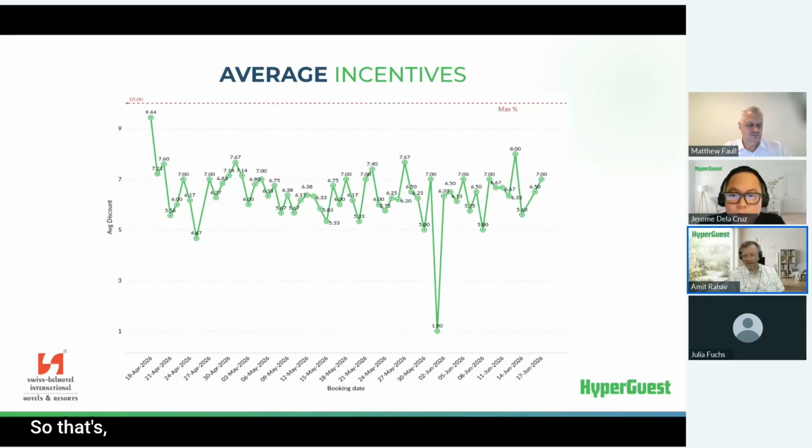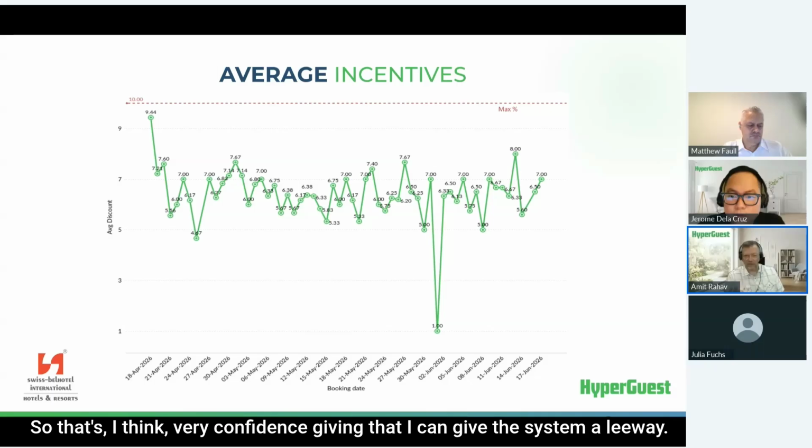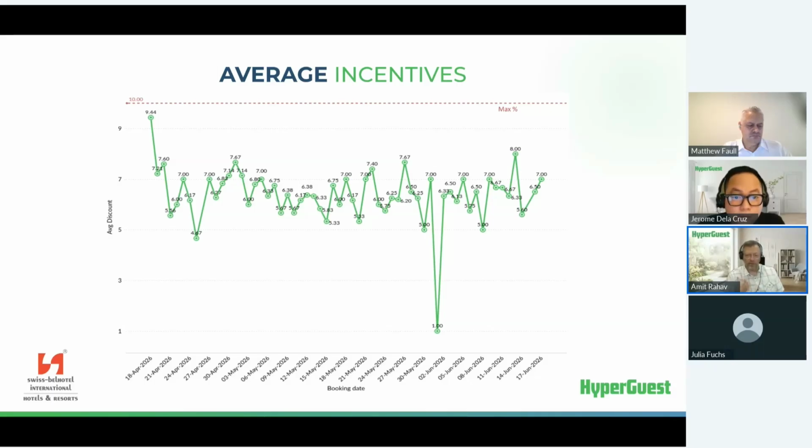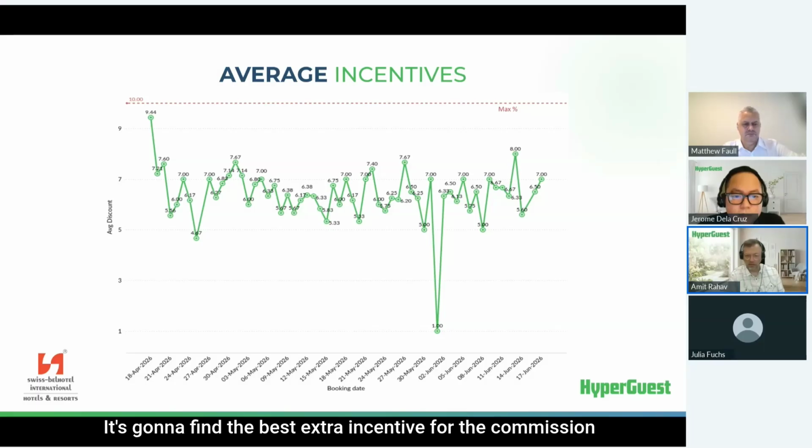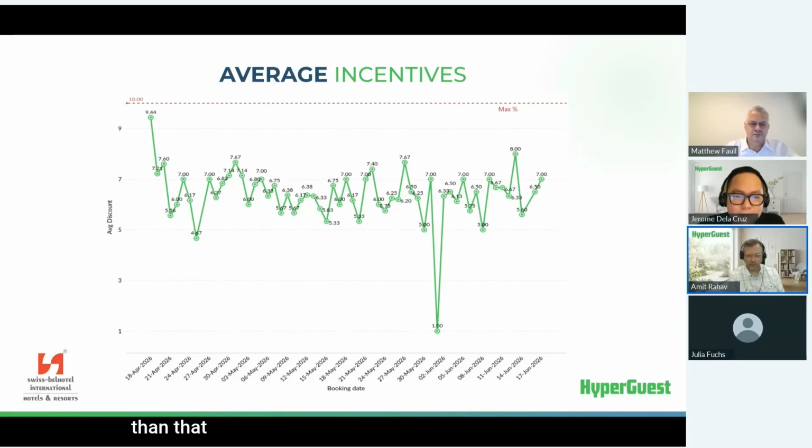So that's, I think, very confidence giving that I can give the system a leeway. It's going to work for me. It's going to find the best extra incentive for the commission that is needed in order to convert, and not a cent more than that.